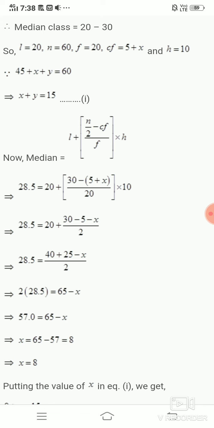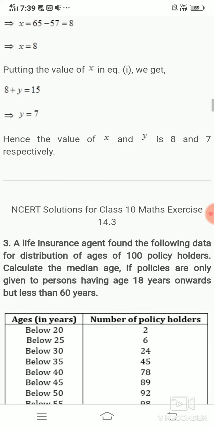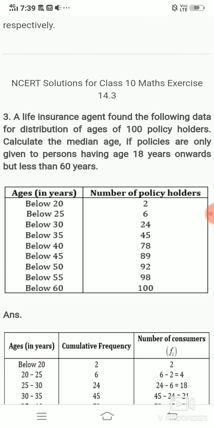Now using the small n you are going to find y. You already have the first equation, x plus y equal to 15. Substitute x equal to 8, therefore y equal to 15 minus 8, which is 7. So now you have the answers for x and y, right? Next problem.